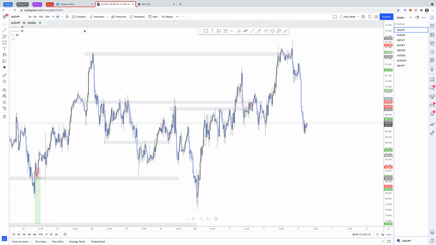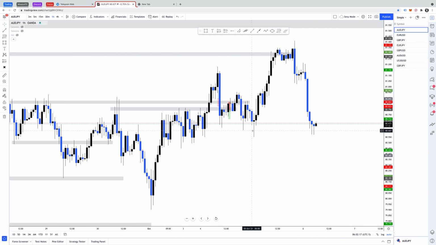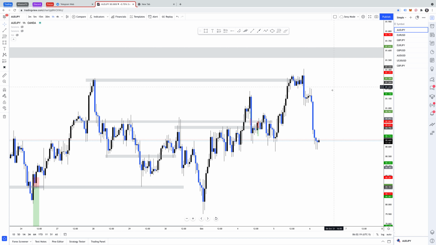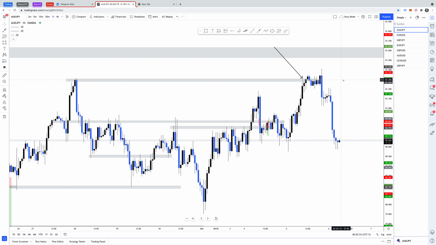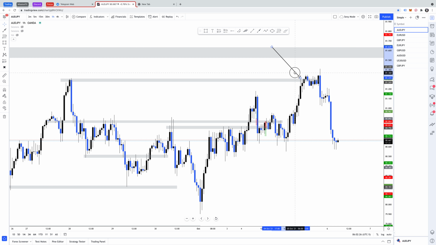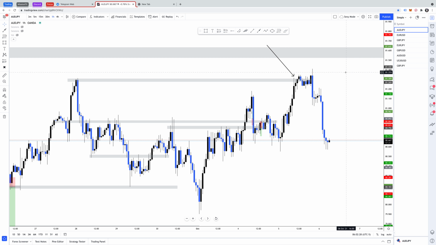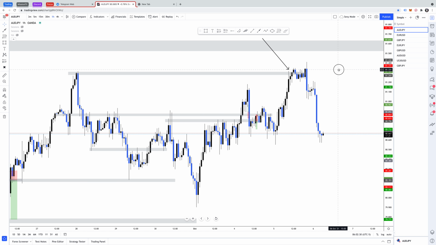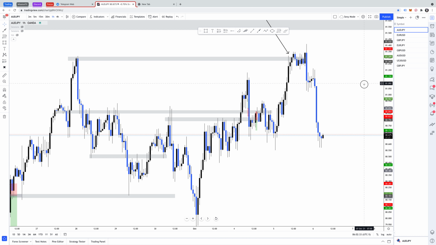So price came up to this 1 hour resistance level, and then price started to reject this zone. My system is support or resistance. A lot of the trades are breaks and retests, but I will take a trade that's just a bounce off of a support resistance zone, because it all works the same way.